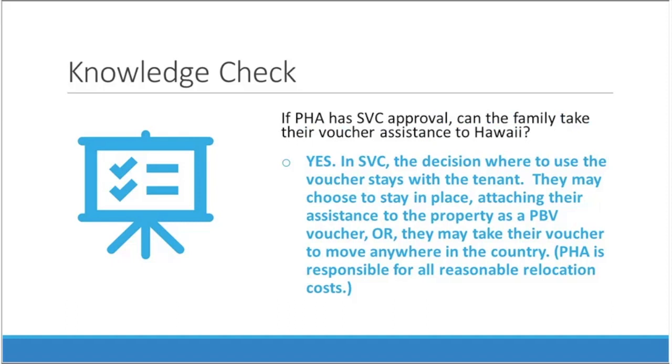So any participant in a housing choice voucher program can move around with their voucher. Now, whether or not the housing authority determines that the cost to move to Hawaii is reasonable is a matter for the housing authority to decide. But the question about being able to move is a resident decision. Questions about whether or not the cost to get there is reasonable is a housing authority judgment.